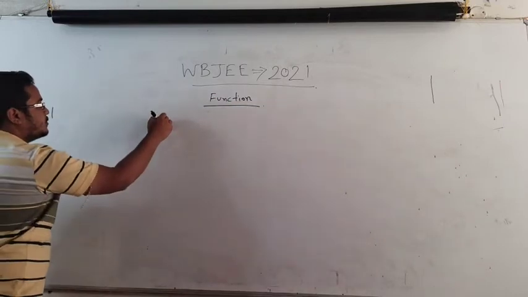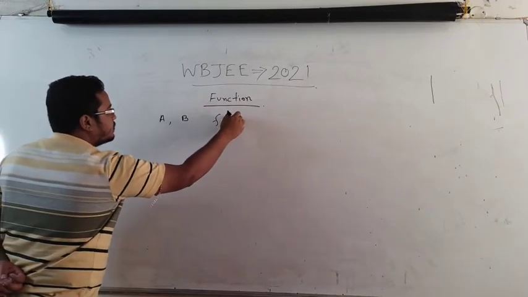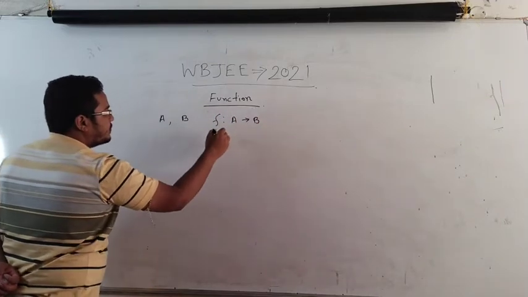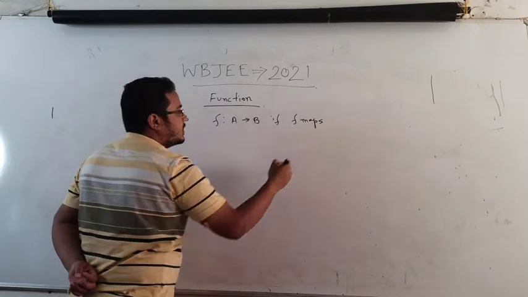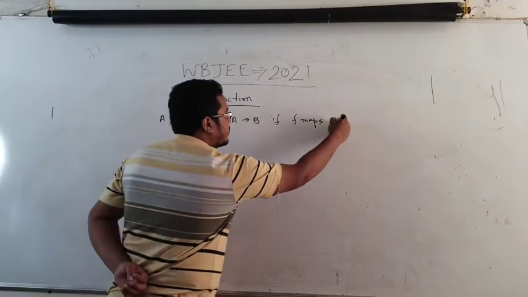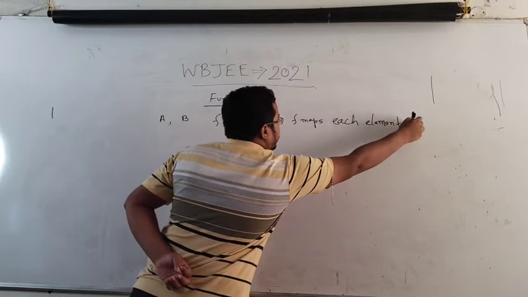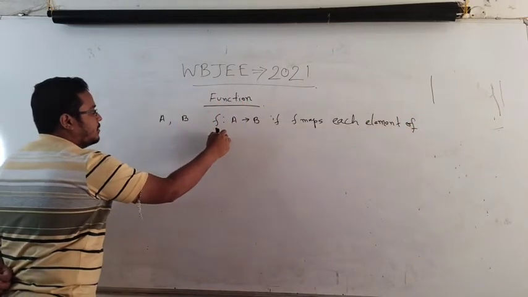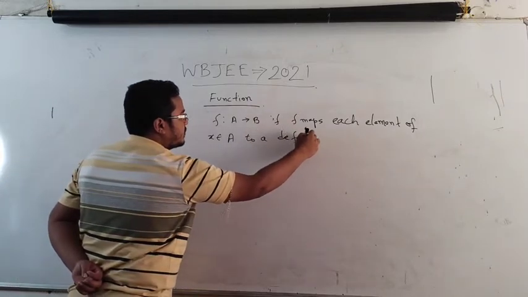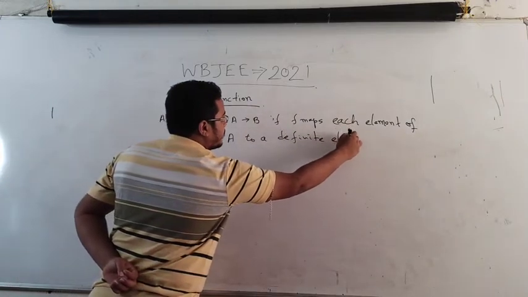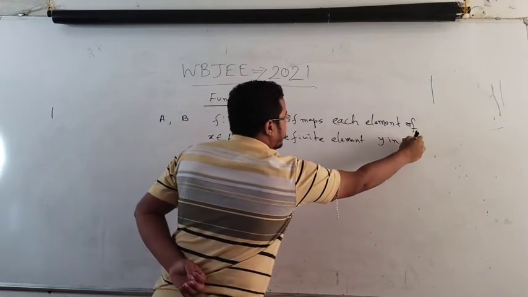Let's take two sets A and B. Then f is a function from A to B if f maps each element x belonging to A to a definite element y in B. What does it actually mean?